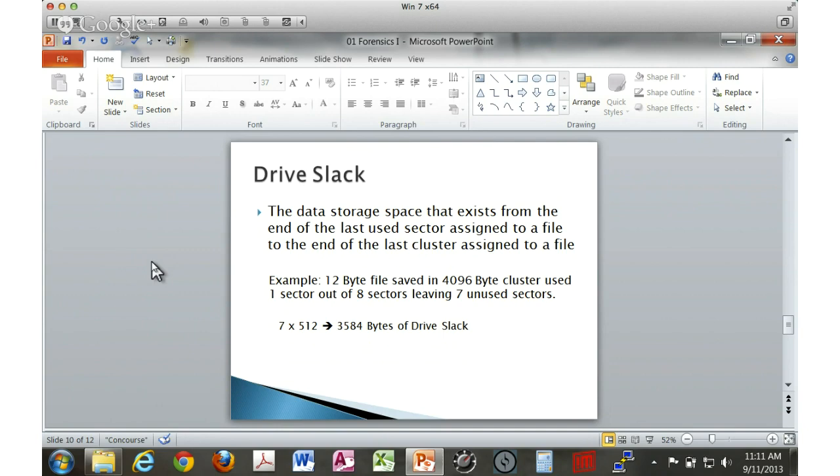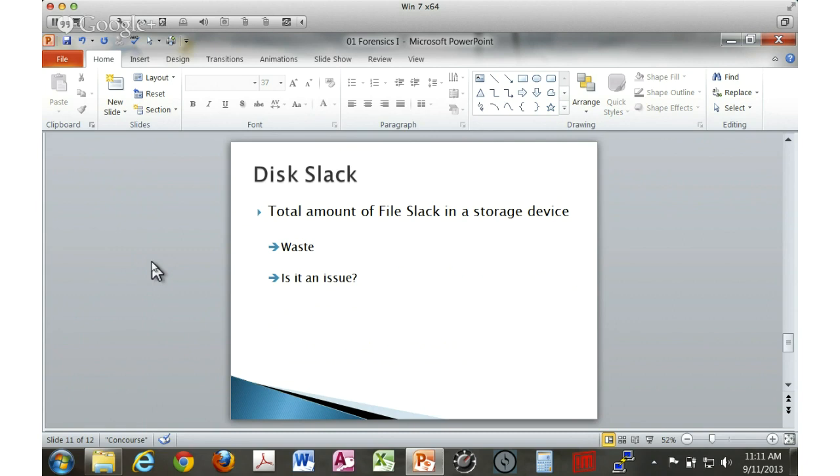And then, of course, I can talk about the disk slack, which is the total amount of file slack in a storage device. So if I look at every file out there, of course, they're not ending on that 4,096 boundary, so they're all wasting space. Okay? Waste is just a fact of life here. Is it an issue? With today's addressing, 64-bit addressing, keeping cluster size at least manageable, and just the sheer volume of the storage, you know, a 2-terabyte drive, no, a few megabytes of drive slack or disk slack, does it merit our attention? Not really, except from a forensic standpoint. We'll look at that in a minute.